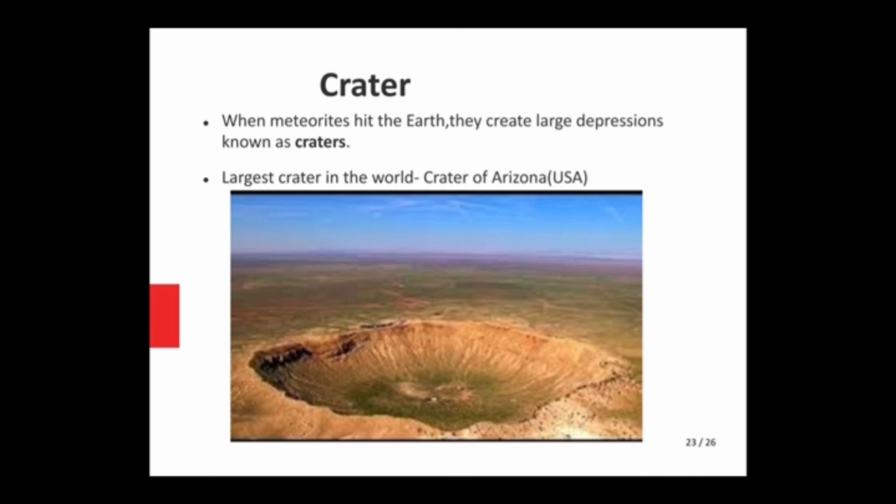Here you can see the image of a crater. In the world, at many places, we can find craters. Some are very small and some are very big. In India, we can find one of the famous craters at Ramgarh in Rajasthan. And here you can see the picture of the largest crater of the world. It is situated at Arizona in the USA.